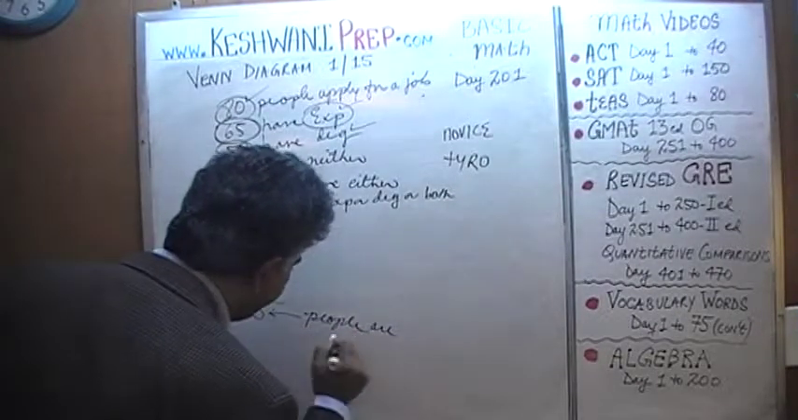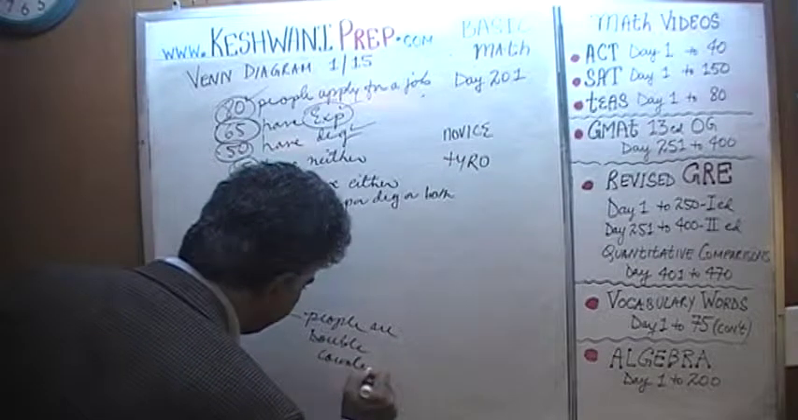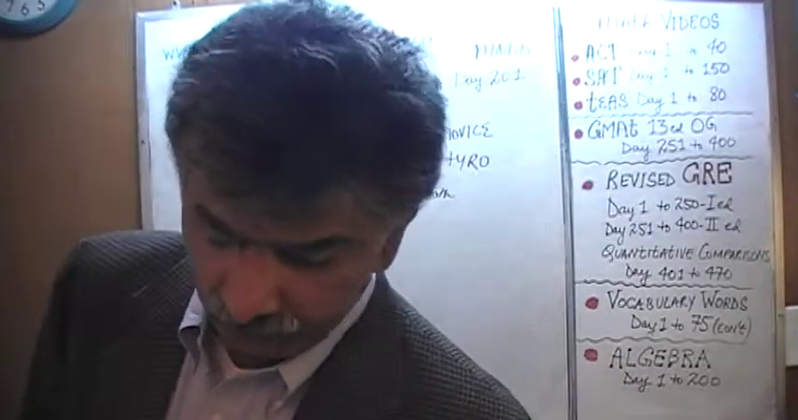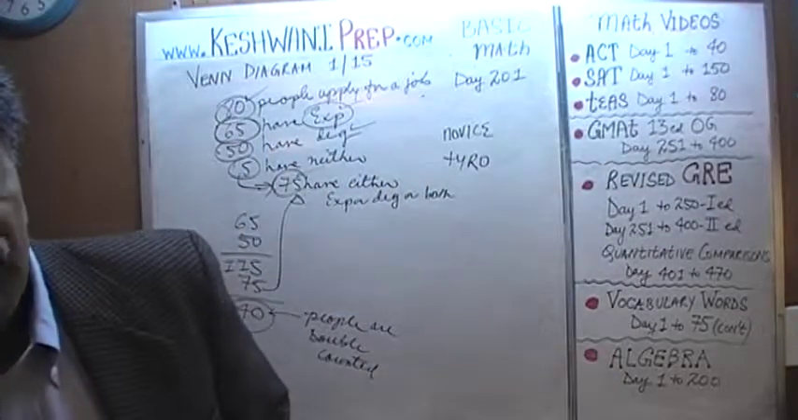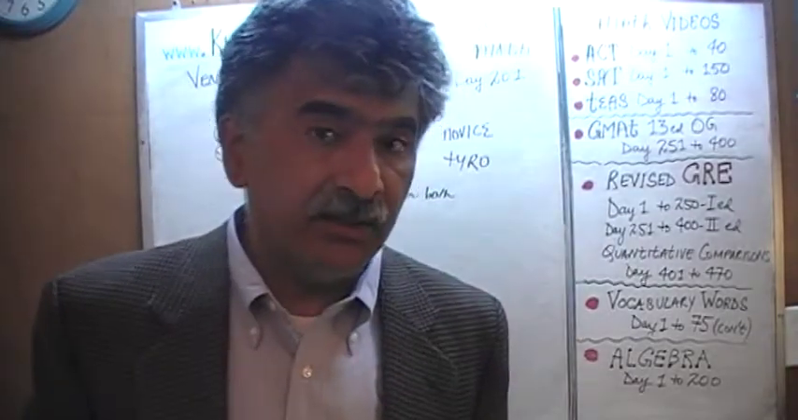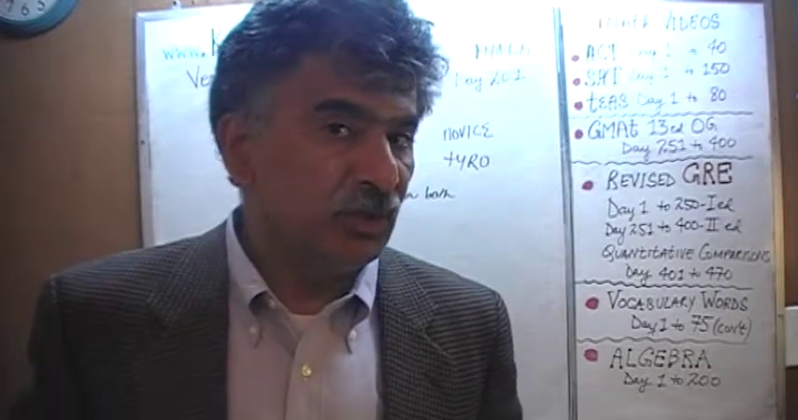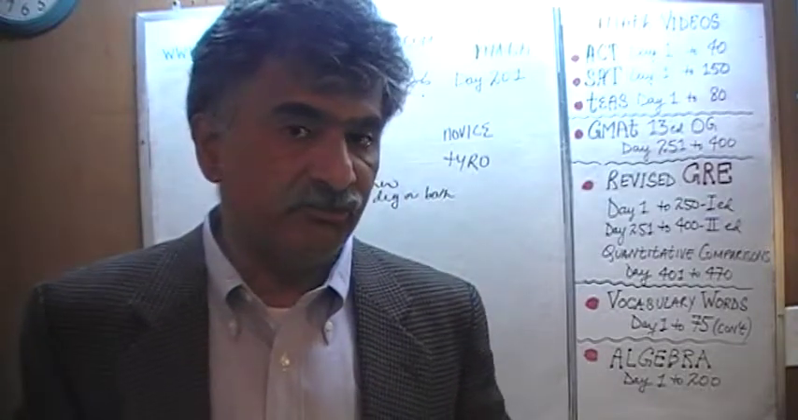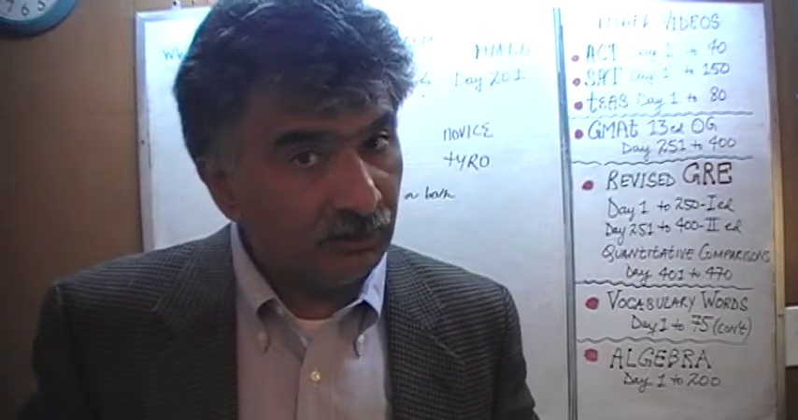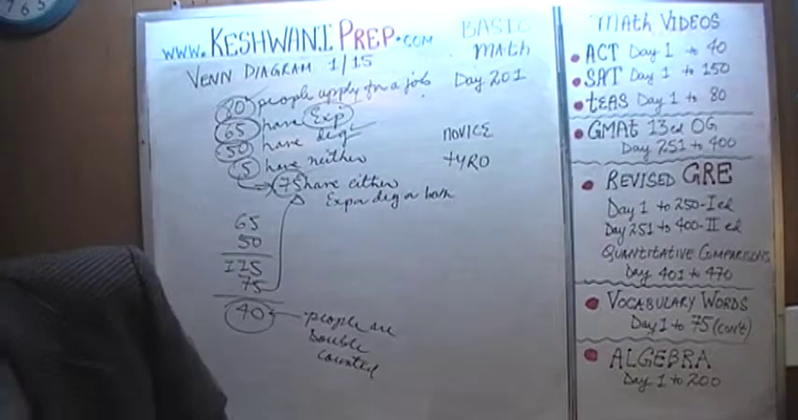40 people are double counted. These 40 people are counted first as a group of people who have some sort of a college degree. These same 40 people are counted again as the group of people who have some sort of experience, because these 40 people happen to possess both of these characteristics. They have a college degree and some job experience. That is our common element.